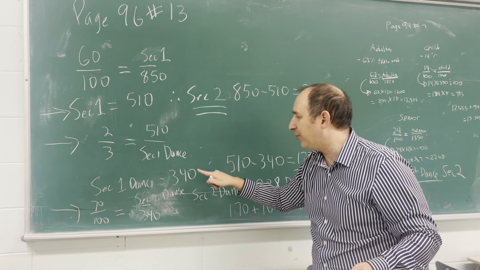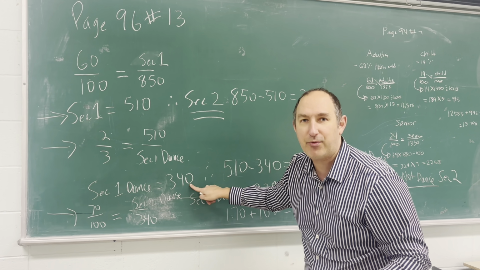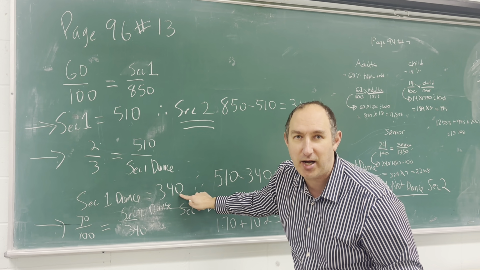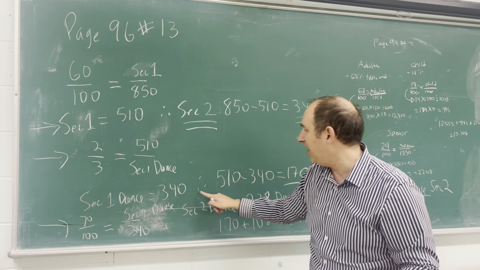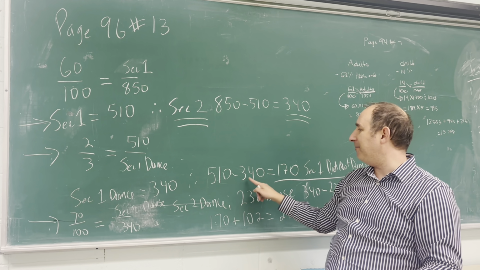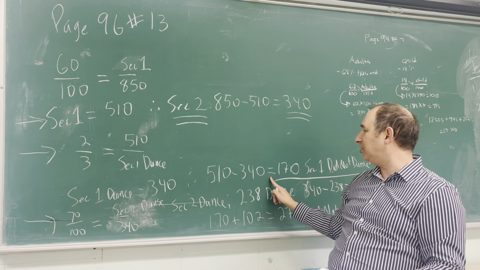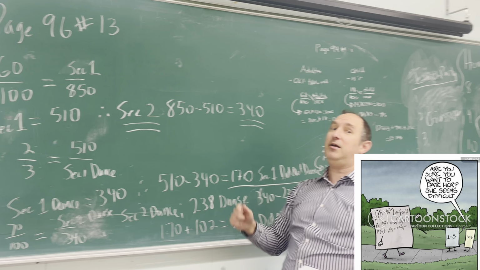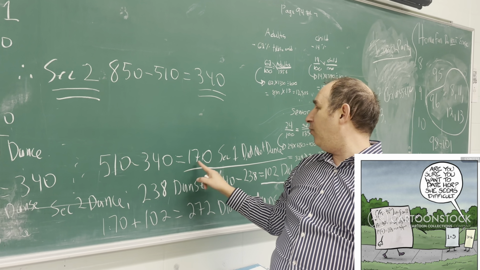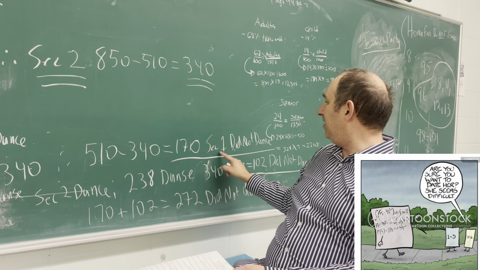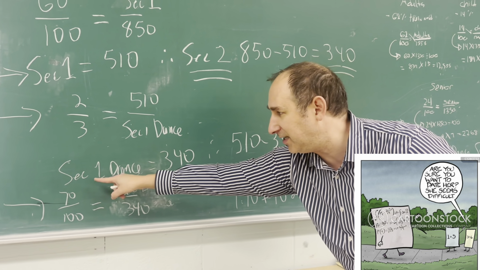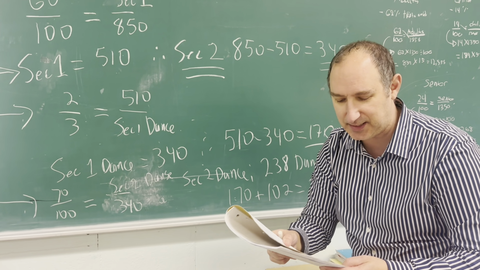Sec1 dance is 340. If there are 340 students dancing, I wonder how many students are not dancing. So what am I going to do? I'll take 3 dots like that, which means therefore. 510 minus 340 equals, a little bit of exercise, oh my God, I'm getting ready for the dance. 170. That means sec1 did not dance, I've got 170. I've just finished the second step. Now I'm on to the third and final step.